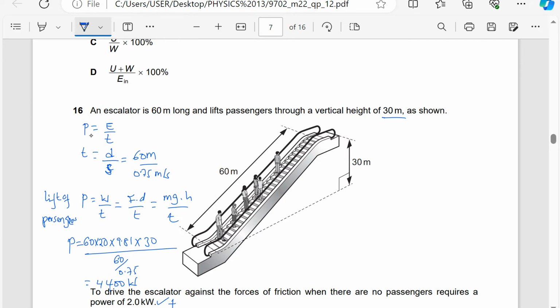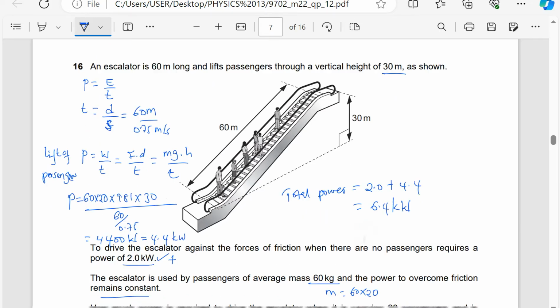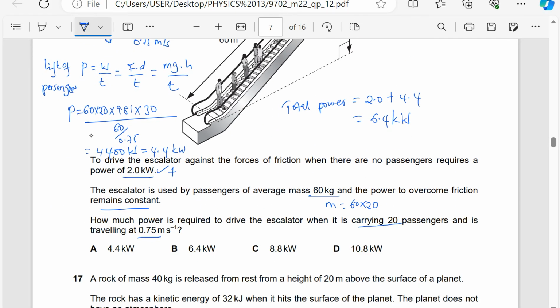So what is total power? So total power is going to be 2.0 kilowatts plus, this one is the same as 4.4 kilowatts. So plus 4.4, which gives us 6.4 kilowatts. So total power is going to be 6.4 kilowatts, which makes the answer to be B.